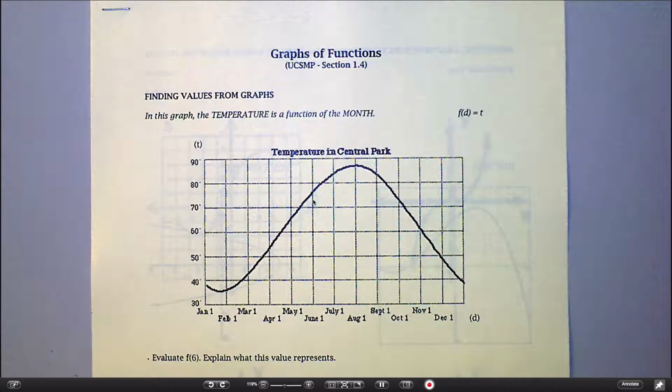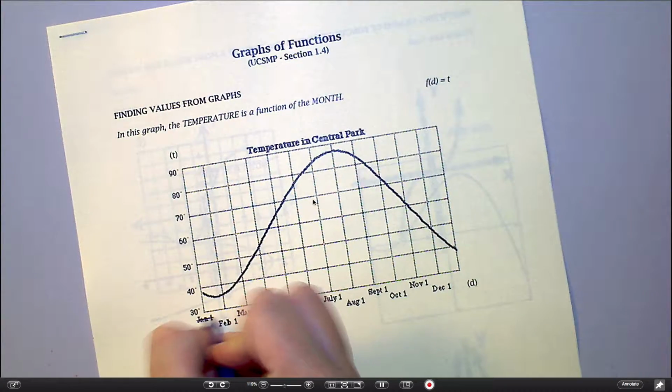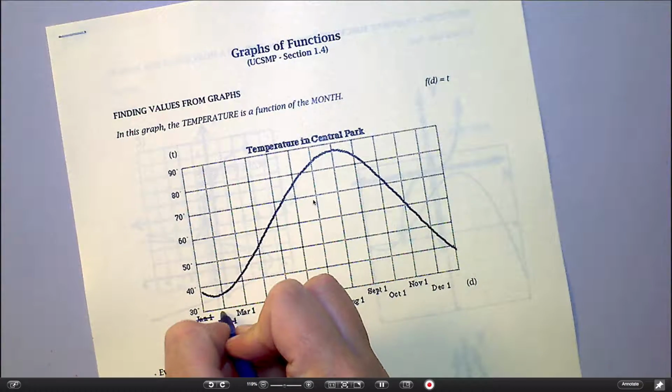So like I said, I'm going to make this really be a 1. February's really a 2, and so on.